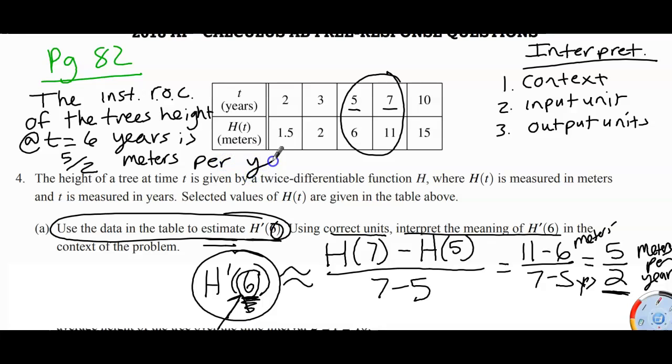Now I've got all 3 of those things that I told you need to have in there. We have the context. What does the number represent? It's the instantaneous rate of change of the height. What are the input units? t equals 6 years. What are the output units? 5 over 2 meters per year. So when you do an interpretation, you always include all 3 of those components.